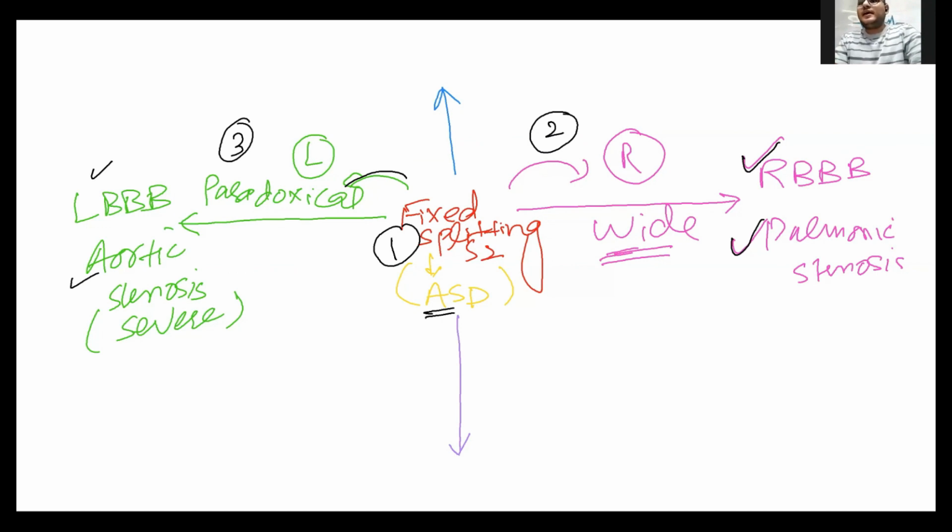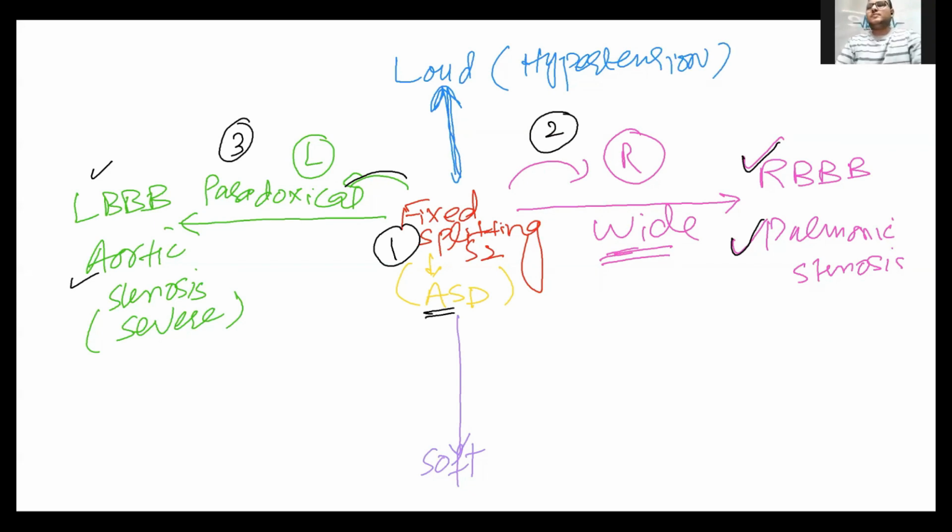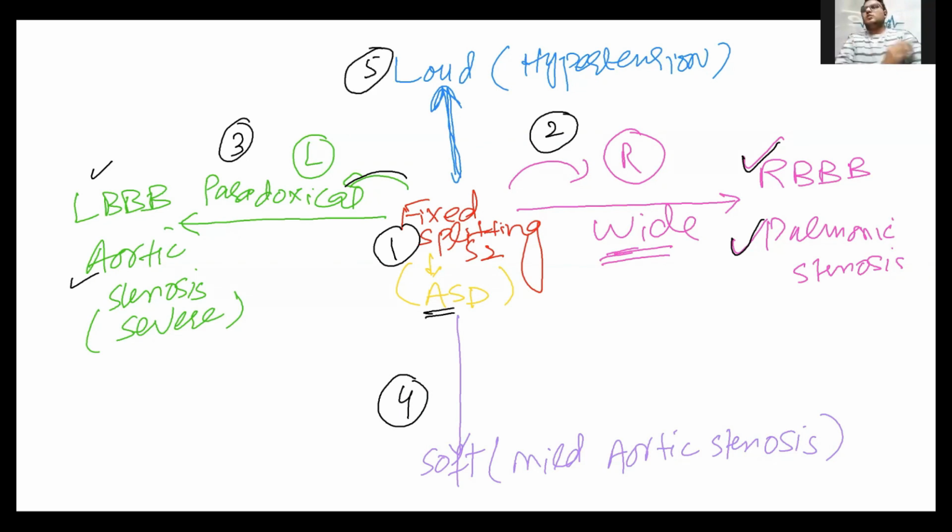Okay, then the fourth point. Next, you will see in the diagram, I have made this up. Up means high, high means loud. So what will be the cause of the loud S2? And what will be the cause of the soft S2? In the upper part there is a loud S2, in the lower part there is a soft S2. The cause of loud S2 is hypertension. And the cause of soft S2 is mild aortic stenosis. So it is a very, very important concept here. We discussed 1, 2, 3, and the fourth was soft, which is going down, and the fifth point was loud. So it is very important, and everyone must draw this very beautiful algorithm.